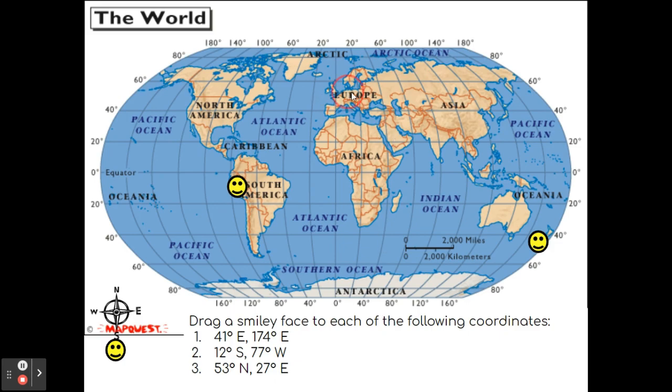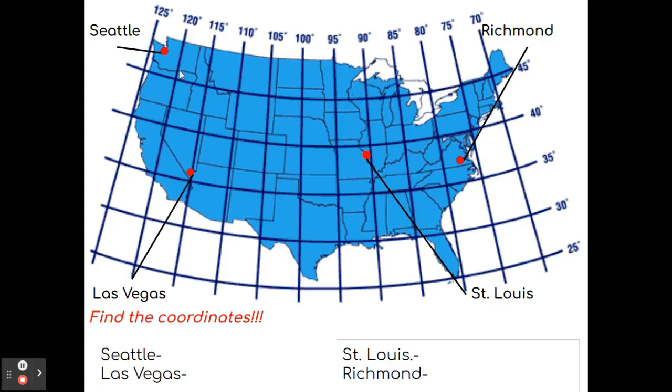All right, moving on. We're going to go to Seattle here. I know that Seattle is located right here. I want to know what the coordinates are. So again, just like we did on the last part, I'm going to start at the equator. I'm going to work my way north. Now I'll notice that each line of latitude on this map is only 5 degrees. So here's 25, 30, 35, 40, 45 degrees north.